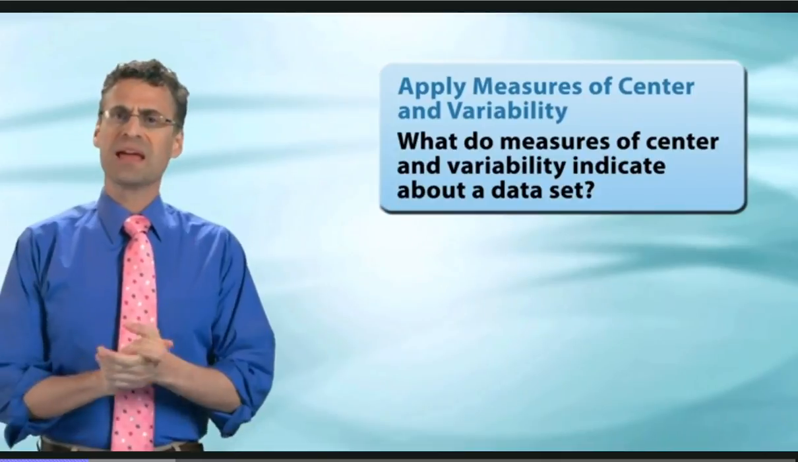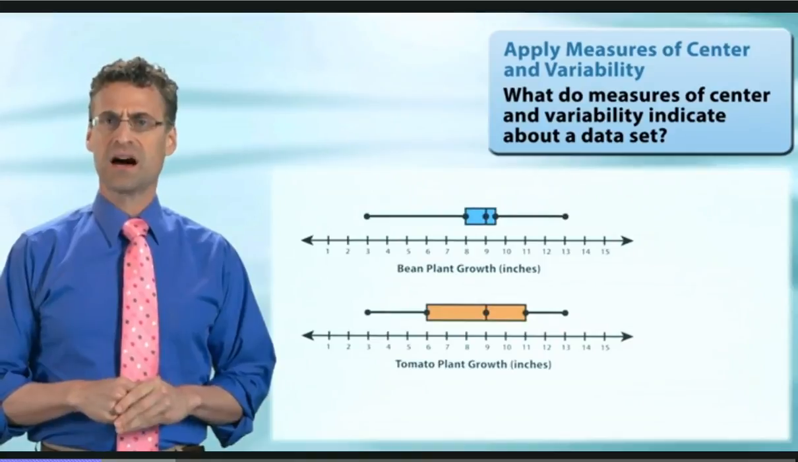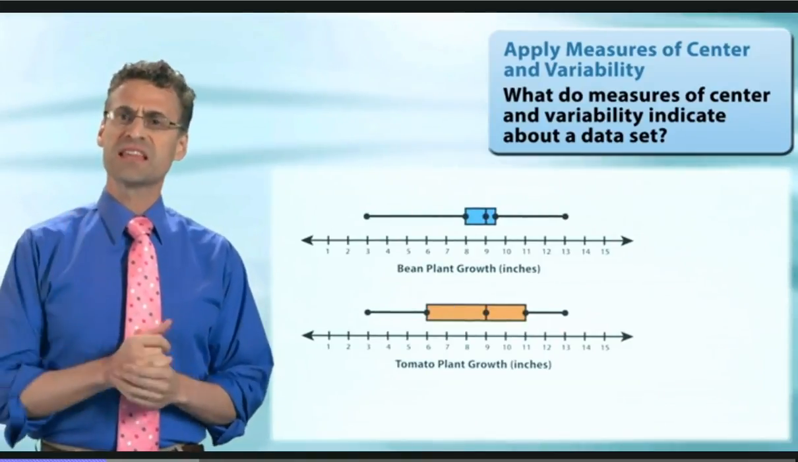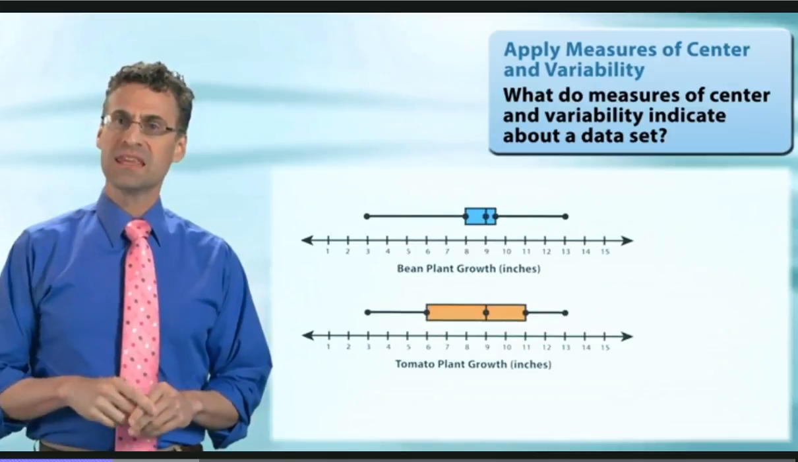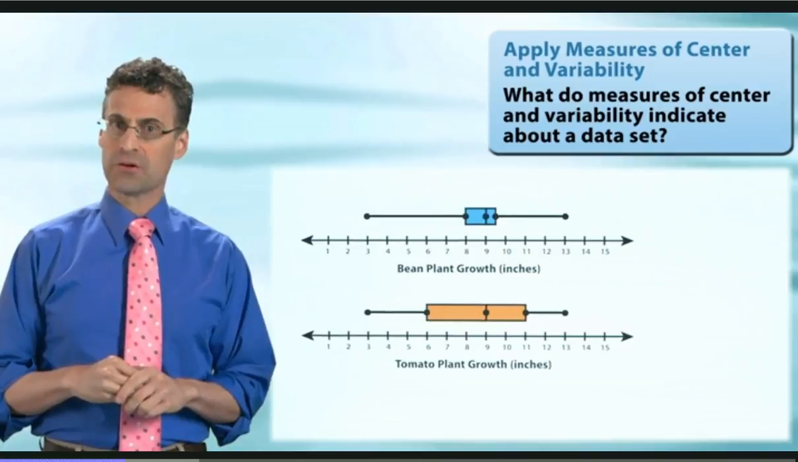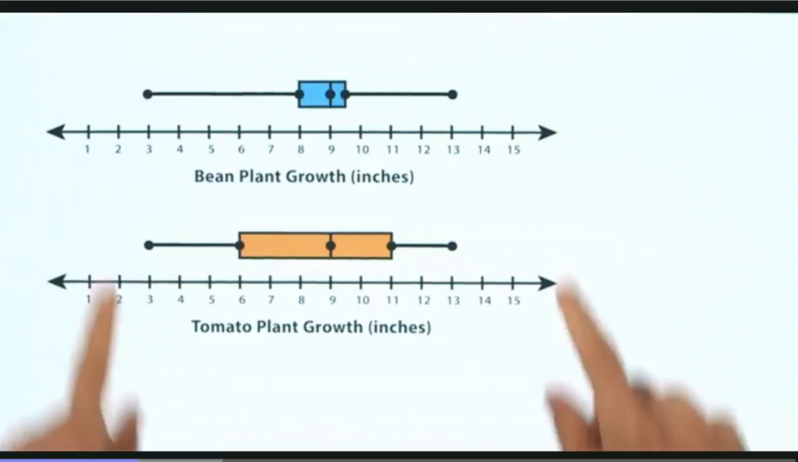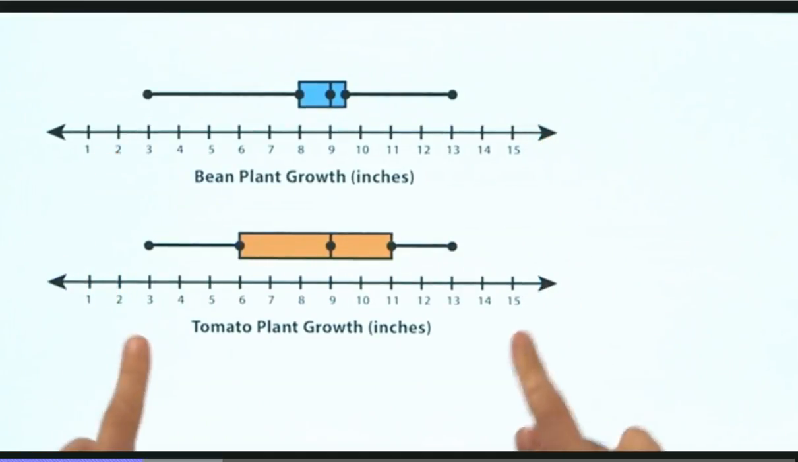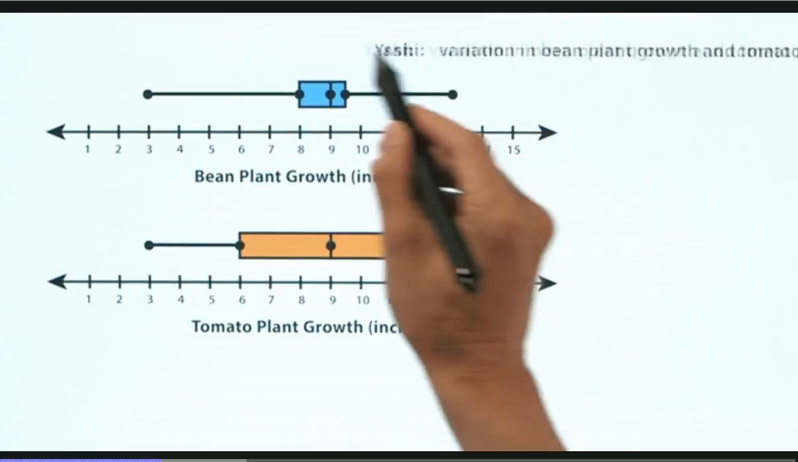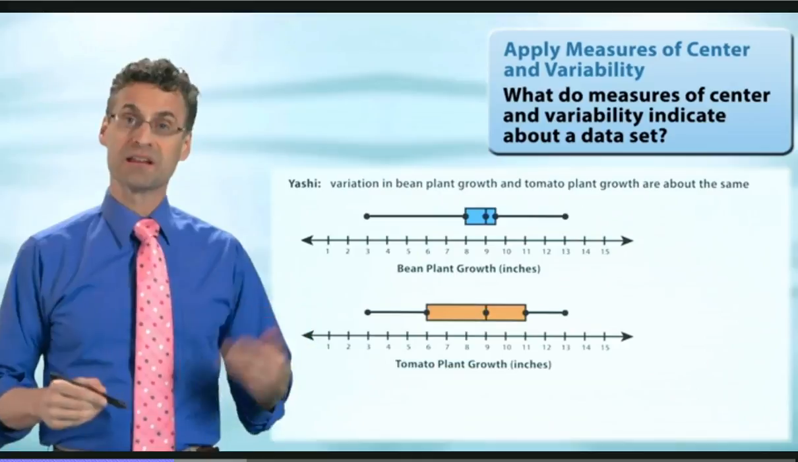Okay, well, Yashi made the box plots here to show the data he collected on plant growth. Now, he thinks that the variation in the bean plant growth was about the same as the variation in the tomato plant growth. The question is, what do we think about Yashi's conclusion? So here's the bean plant growth in inches, and here's the tomato plant growth in inches, and he thinks that, in fact, the variation is the same. So let's think about it together.